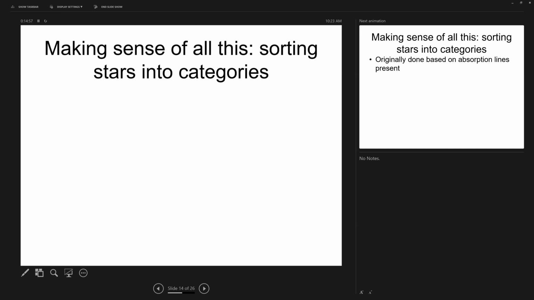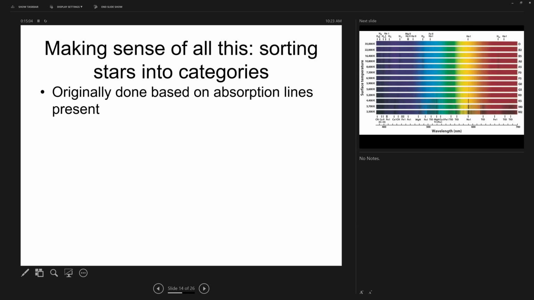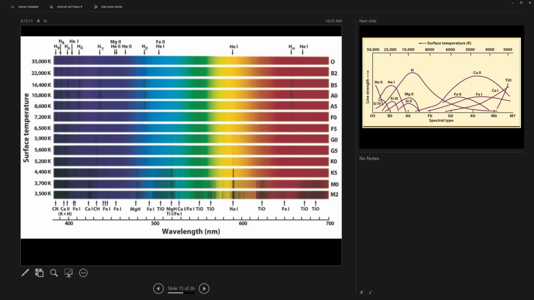Okay, so making sense out of all that, we can start sorting stars into categories. Originally, this was done based on absorption lines that were present. Here's a graph that shows absorption lines for stars of different types. Type O star up here. If you go along here, you don't see any hydrogen absorption lines in a type O star. You do see helium-1 showing up here.